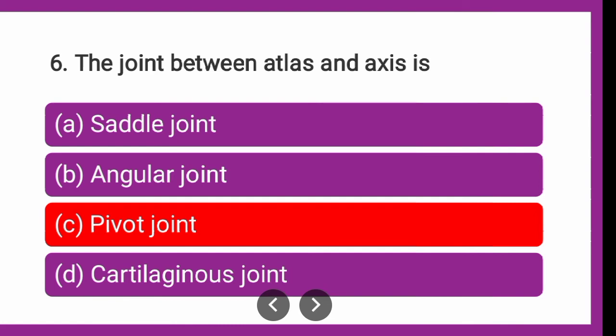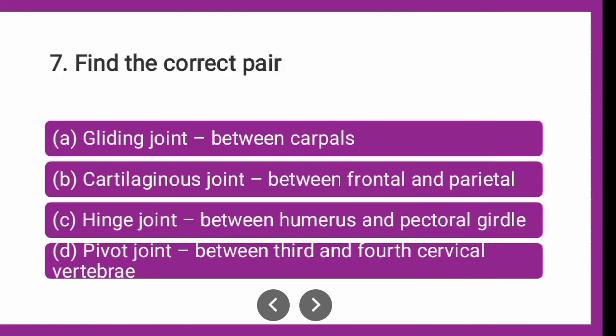Next question is, find the correct pair. The options are: gliding joint which is present between the carpals, cartilaginous joint which is present between the frontal and the parietal bones, hinge joint present between the humerus and pectoral girdle, pivot joint which is present between the third and the fourth cervical vertebrae.